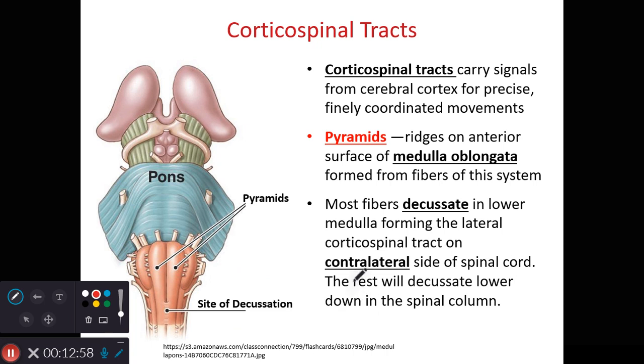Let me clear the screen here. And because they decussate, they are going to form lateral corticospinal tracts on the contralateral side of the spinal cord. So in other words, when we think of contralateral, think opposite sides. So left to right, right to left. Sometimes they will decussate lower down in the spinal column, but this site right here is where we begin a lot of our decussation, or crossing over of the tracts from left to right or vice versa.